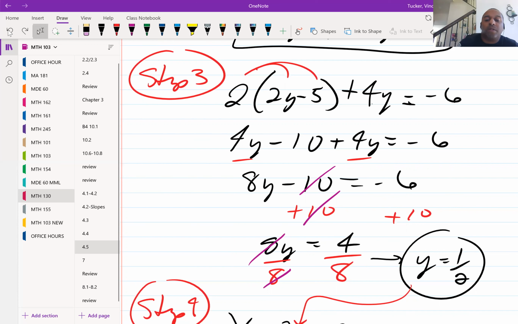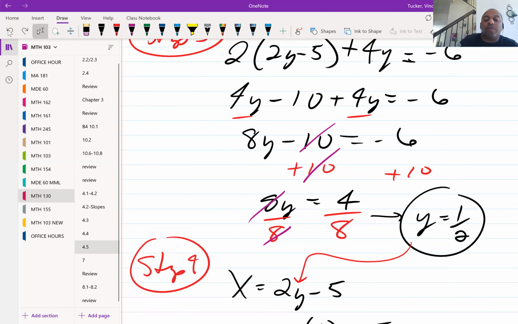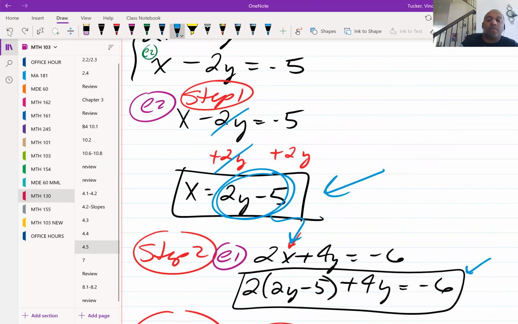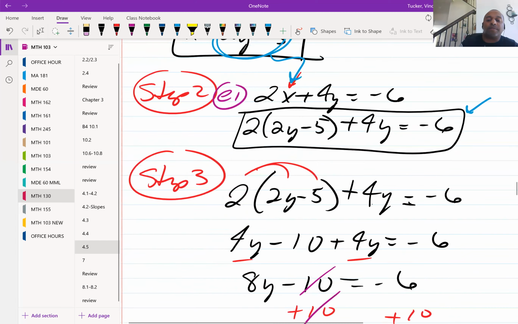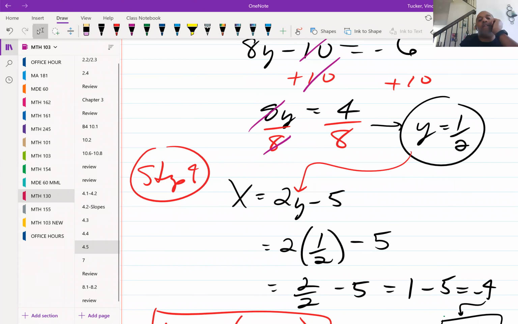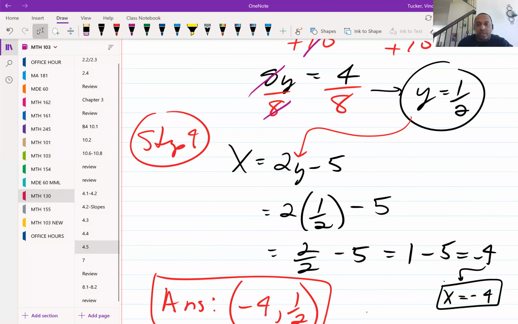All right. So now you're going to take that y equal to 1/2 and plug it into that first equation that we solved for. This one right here, x equal to 2y minus 5, excuse me. So plugging in 1/2, that's 2 times 1/2 minus 5. That'll be 2/2, which is 1. 1 minus 5 is -4. So x will be equal to -4.